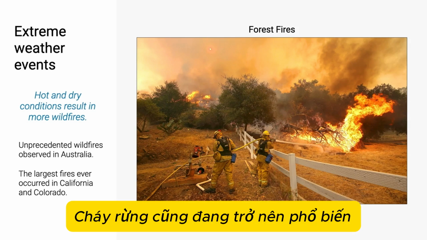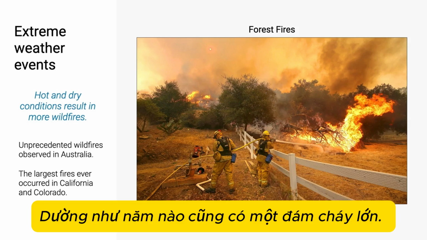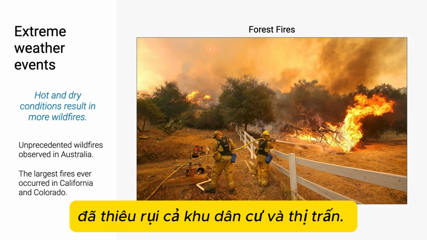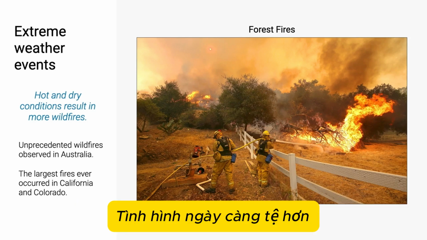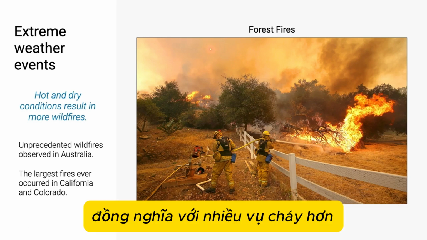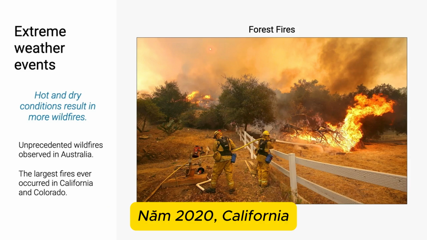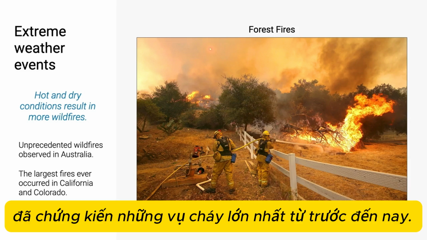Many of us are also aware of the wildfires in California. It seems like there is a major fire every year now, and in some cases burning down entire neighborhoods and towns. Yet things are getting worse over time. The higher temperatures and drier conditions mean even more fires than before. And the scope of the fires is increasing as well. In 2020, California and Colorado had the largest fires they've ever experienced.